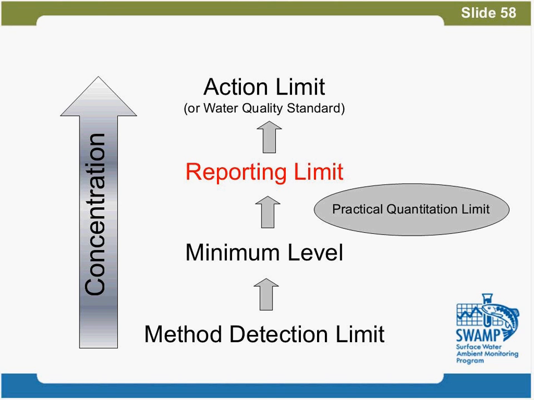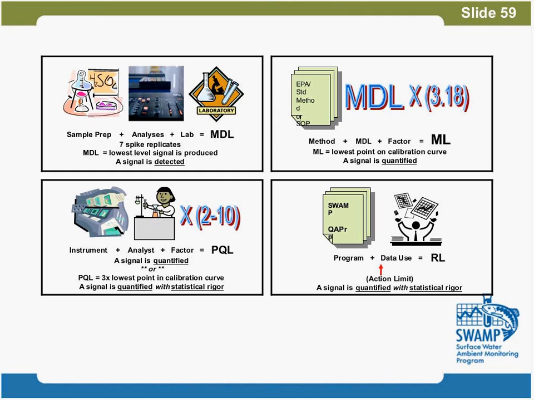I just want to reiterate this slide again. If there's one thing that you can take away, maybe as a picture in your mind, to take this slide with you, I don't expect you to remember this slide, but remember we talked about that the MDL is a signal is detected, the ML, and that first definition of the PQL is quantified. That second definition of the PQL, where it's 3 times the lowest point, is both quantified and with statistical rigor, and that the reporting limit which you are setting should be quantified and with statistical rigor.